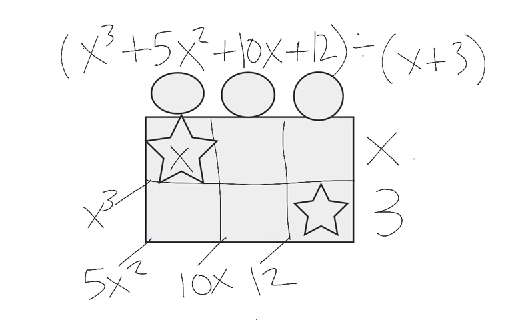I know that x cubed can go there, and I know that 12 can go in there. So this is our starting point. And now I'm going to take my 3, and I'm going to say 3 times what number equals 12? And the answer is 4, right?